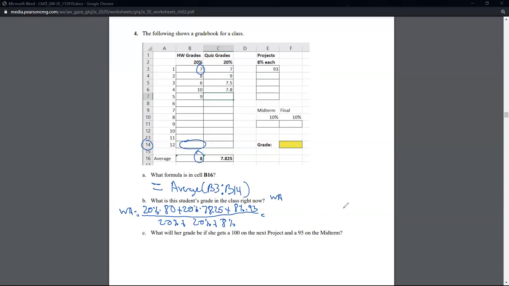All right, so 2 times 8 is 16, so that first one is 1600 plus 78.25 times 20 is going to give us 1565, plus the 8 times the 93 is going to give us 744. Confirm those with your own calculator. 20 plus 20 plus 8 is 48. Then adding up the 1600, the 1565, and the 744 is going to give us 3909 divided by the 48. And you'll get 81.43, blah, blah, blah. Let's just call that 81.4.